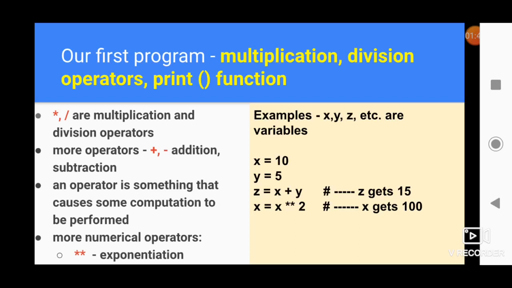As we said earlier, an operator means a particular symbol in a programming language which causes some action to happen. So the star symbol, the multiplication operator in Python, causes the multiplication to happen. Similarly, the slash symbol represents the division operator of Python. There are many more operators in Python, like plus is used for addition, minus (hyphen) is used for subtraction, and so on. We'll see a few more operators shortly.